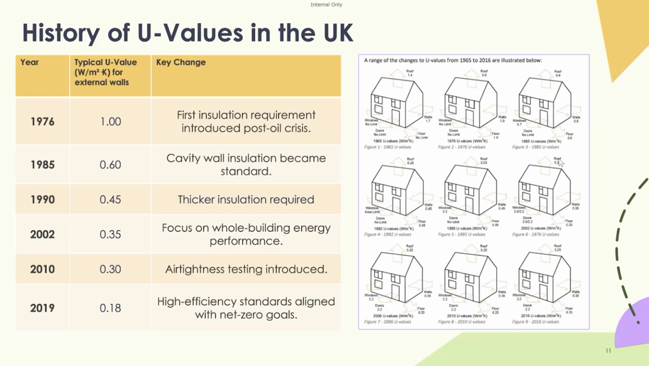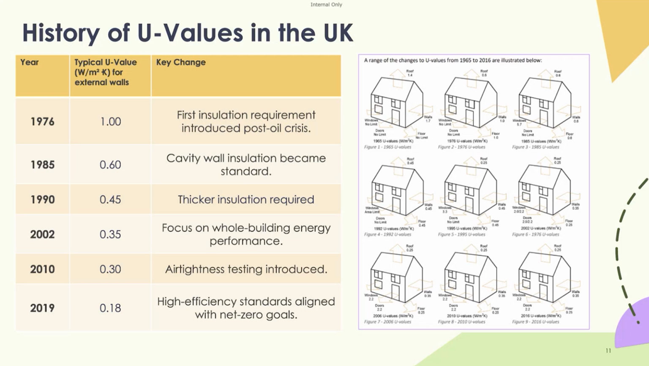Before we do that, we'll just go through a history of U values in the UK. As I mentioned previously, it wasn't until around the 1970s in the UK that we started to see insulation products in our homes. Around 1976, a typical wall had a U value of 1. And then as we go through the years and building regulations become more and more stringent, those U values drop more and more. By around 1990, you can see there we have U values around 0.45 for walls.